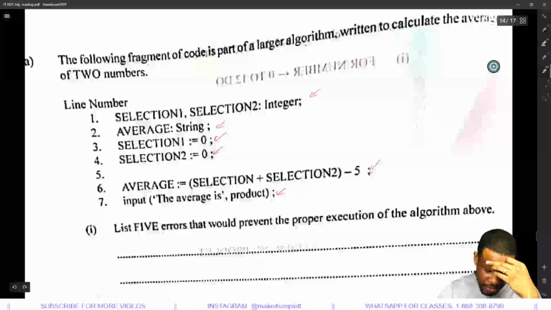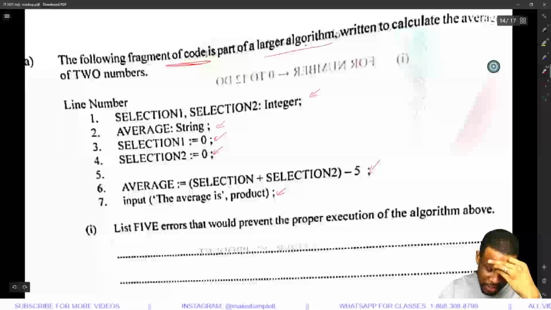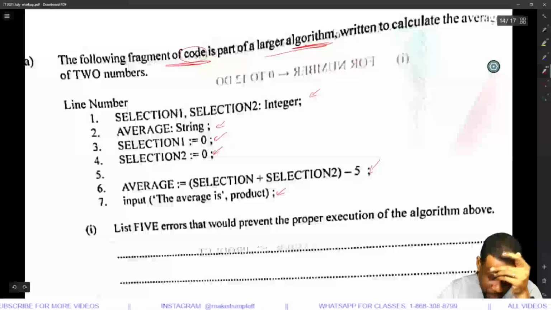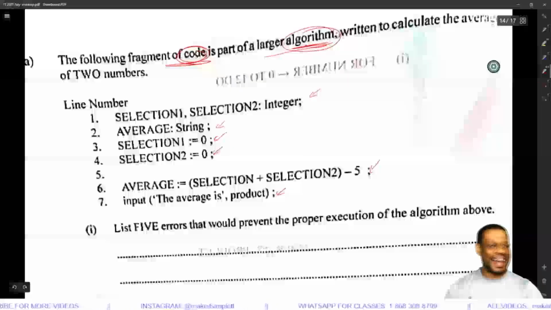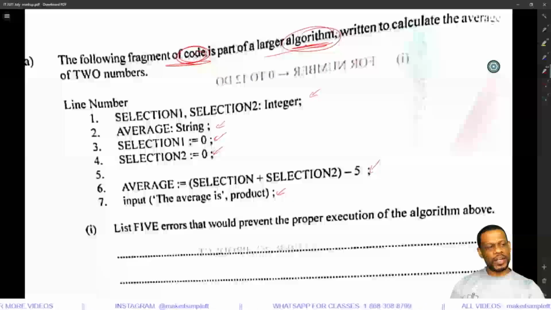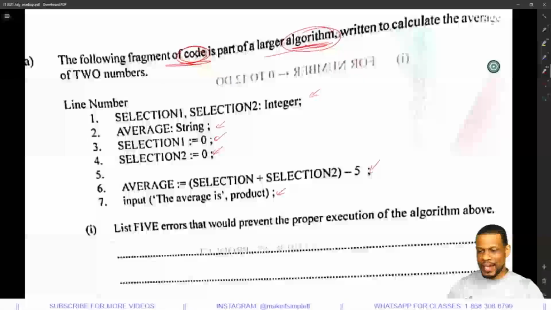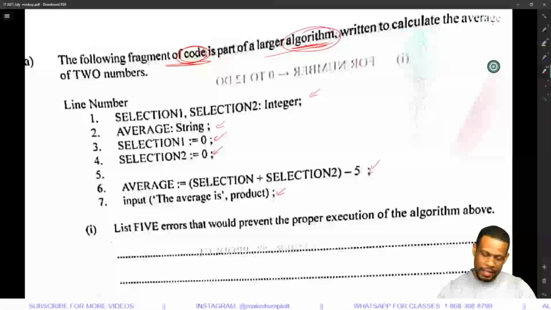No, they say the fragment of code is part of a larger algorithm. You see? Fragment of code, part of a larger algorithm. Lies! Like, oh yeah, we're not going to test any code or Pascal again. The lie again. They try their best to make sure they get that code inside it.